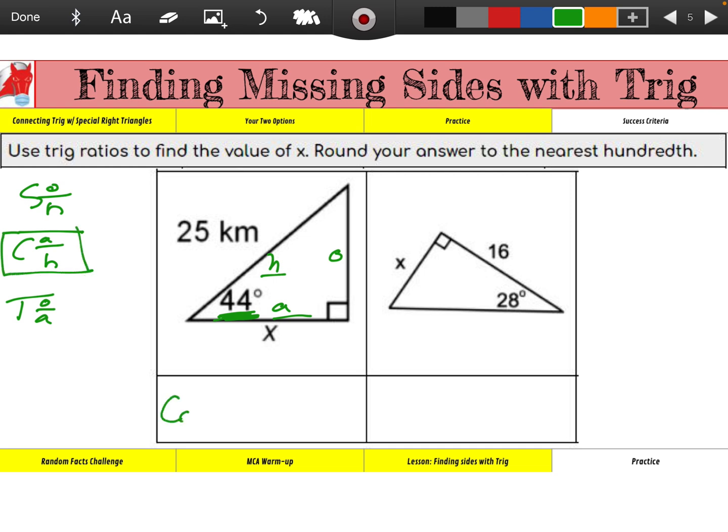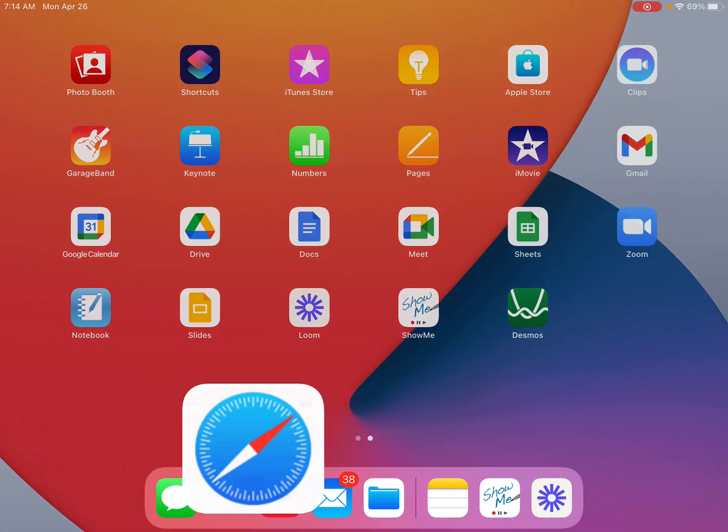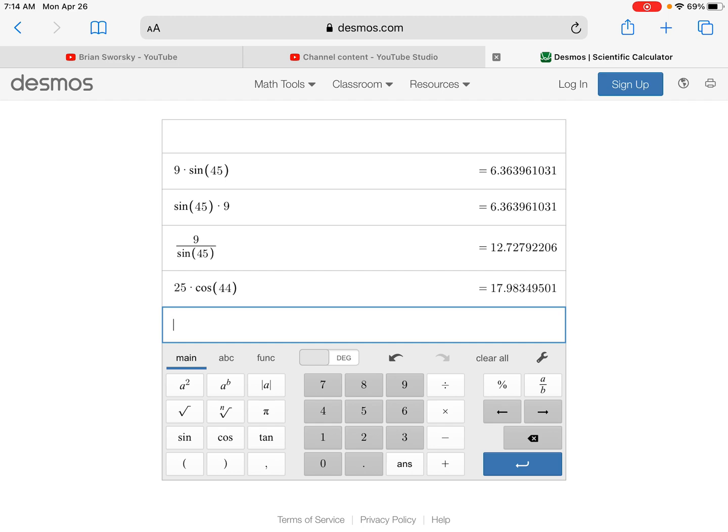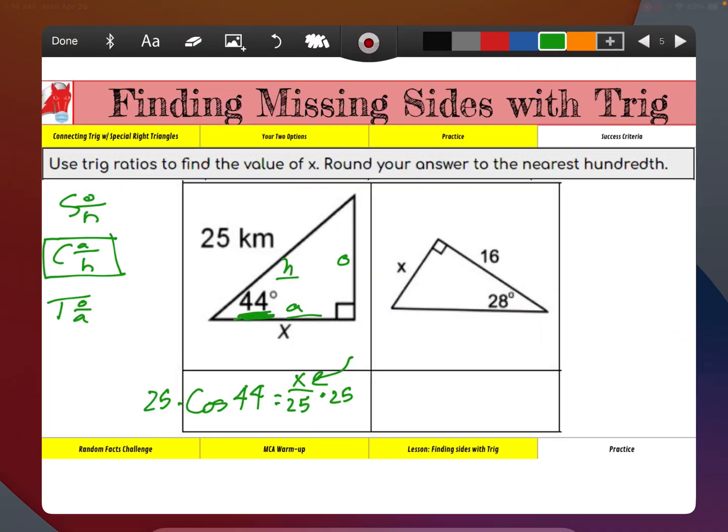And I say the cosine of what? Cosine of 44. I'm saying this ratio, when it's at 44 degrees, is a very specific thing. I don't know what the top part of the ratio is, but I know the hypotenuse has to be 25. This has to be a single value to make sure the ratio works. Well, if the x is on the bottom, I simply am just multiplying by 25. Calculator time, 25 times cosine 44.